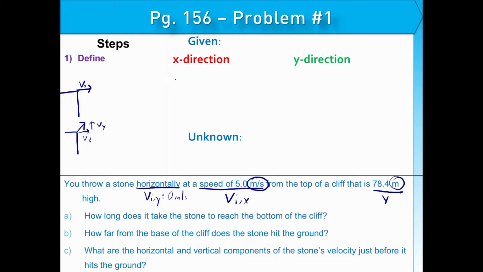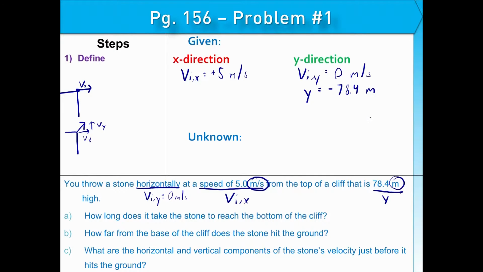So I'm going to go ahead and put this initial velocity in the x direction. I'm going to let it be positive 5 meters per second. The initial velocity in the y direction, I'll go ahead and let that be 0 meters per second. We also have a height. Since it's falling from the cliff, and we're going to let this be the origin, that means it's going to fall below. That means it's going to be a negative 78.4 meters. So the displacement is going to be negative 78.4 meters.